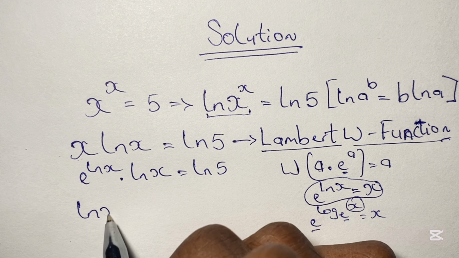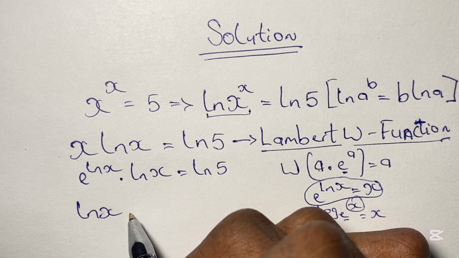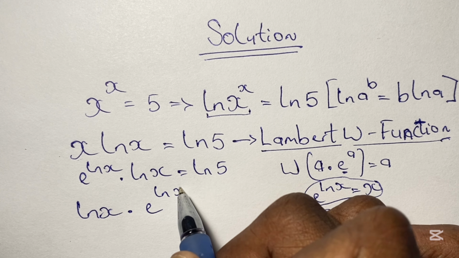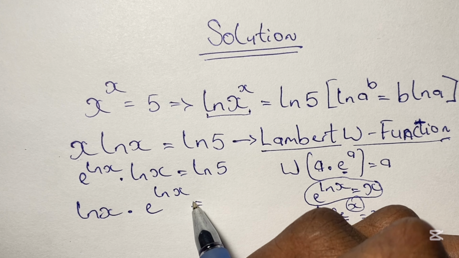Now let us rearrange what we actually have here. We have ln x and we are multiplying this by e to the power of ln x, and we say that this is equal to ln 5.